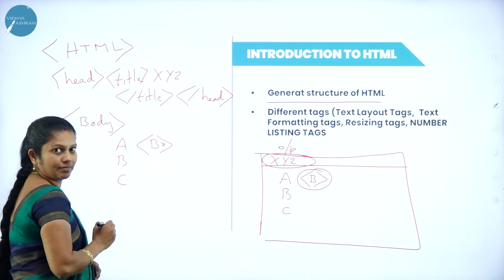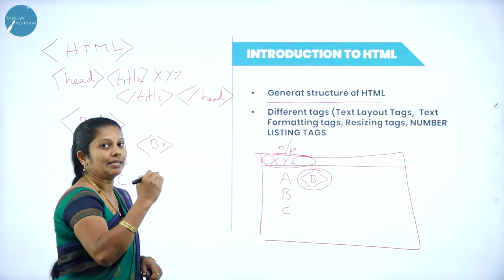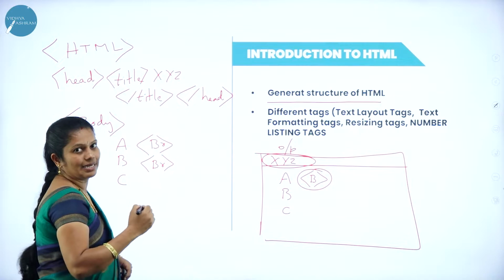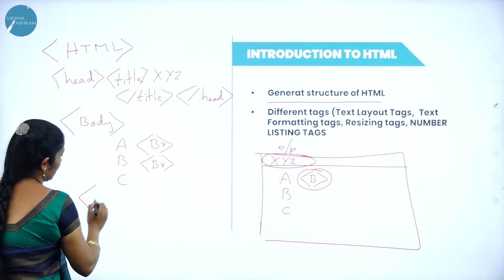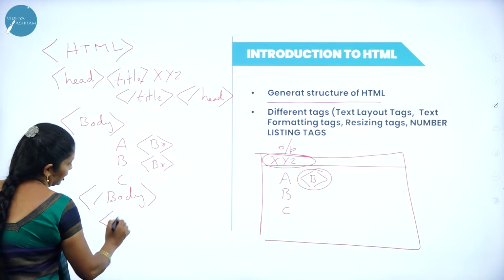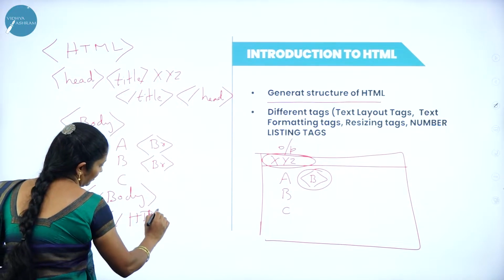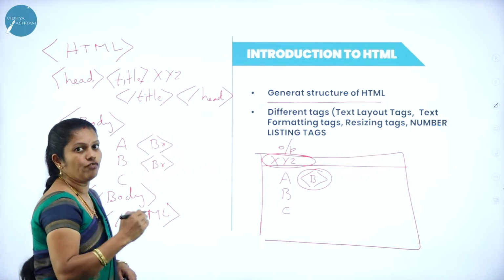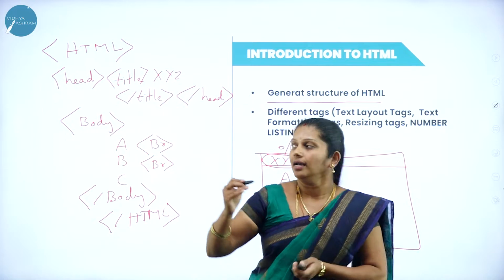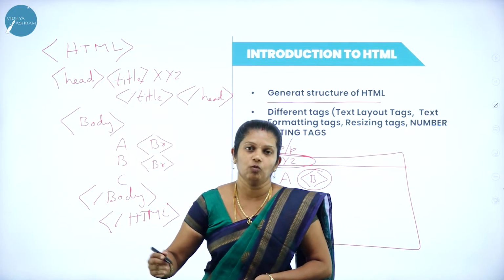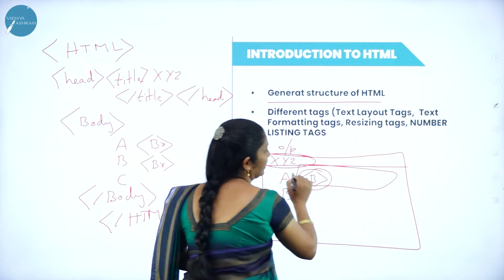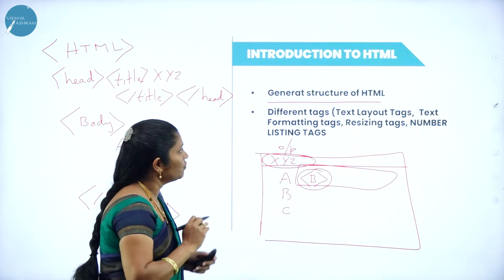This BR tag stands for line break. If you use the BR tag, then we are going to get one single line in between. Then close the body as well as close the HTML. This is the general structure of HTML. For 3 marks, you may get a question like: write the general structure of HTML with an example program. Here, whatever content you want, you can write. This is the general structure of HTML.